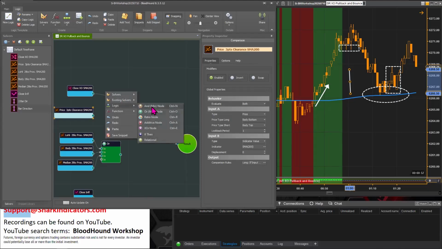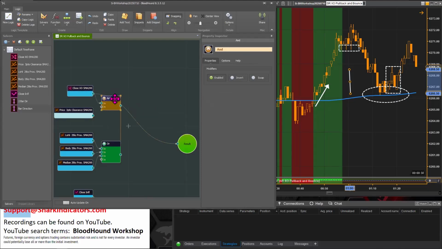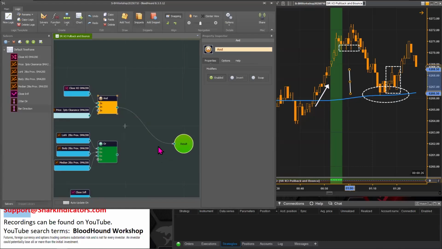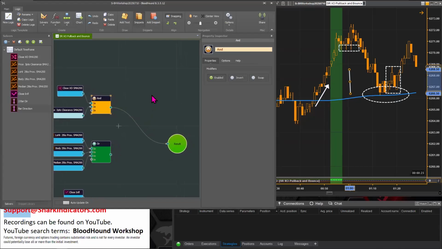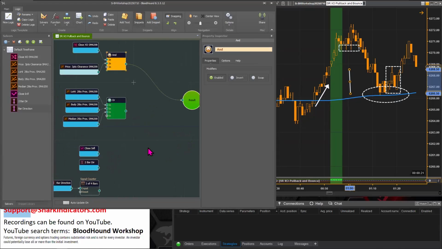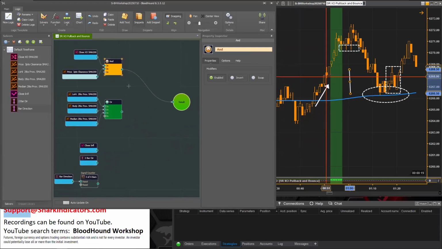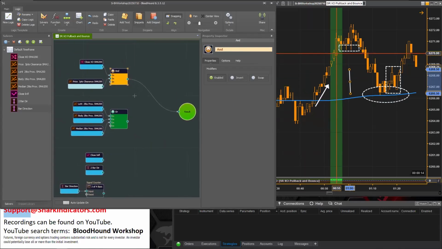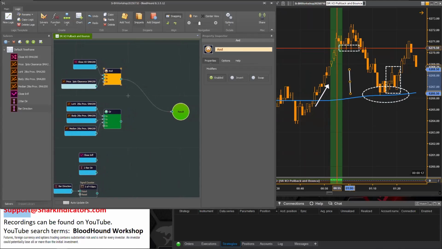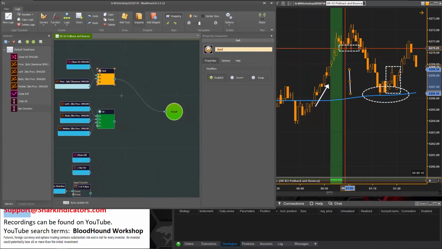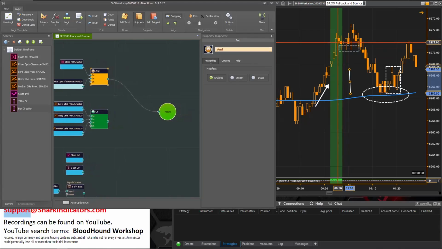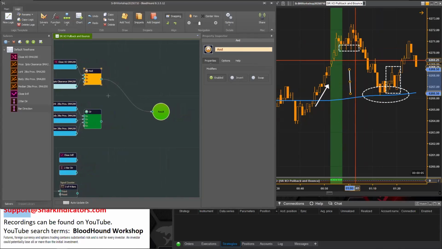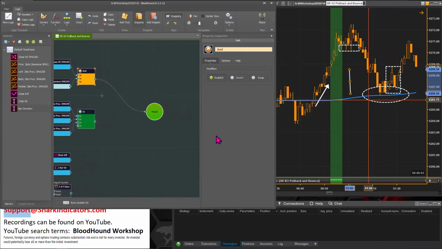So next, I'm going to add an AND node there. And there we have it. So there is our cross up, and our cross up and our clearance.